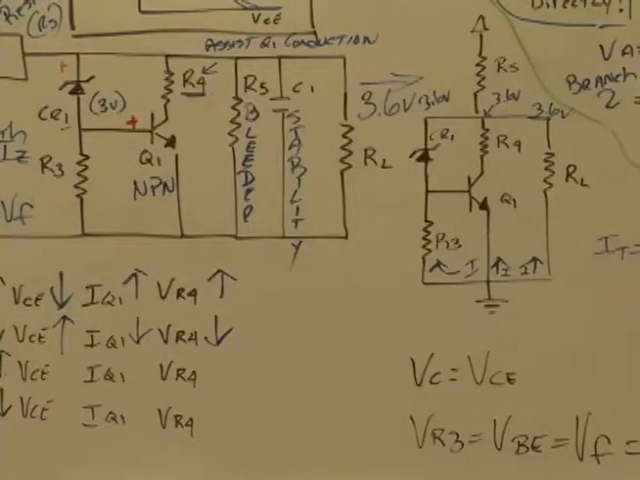So how many elements are in this series branch? What do we have? We've got R4. What else is in that branch? Q1. How many components are in that branch? Two. If VR4 goes down, and I'm trying to equal 3.6, what does the VCE have to do? Increase. Everybody understand that? That's what's called Kirchhoff's voltage law in a series circuit.